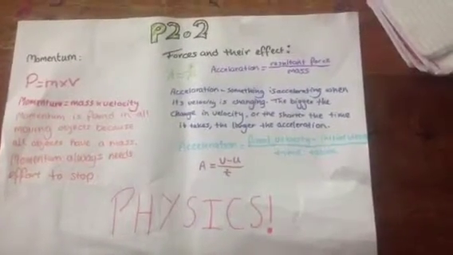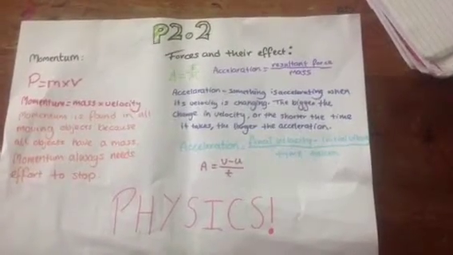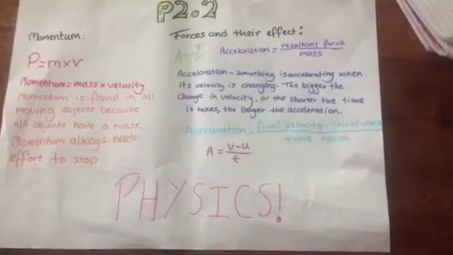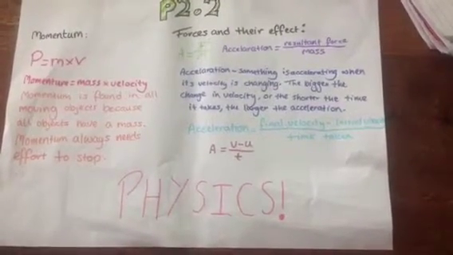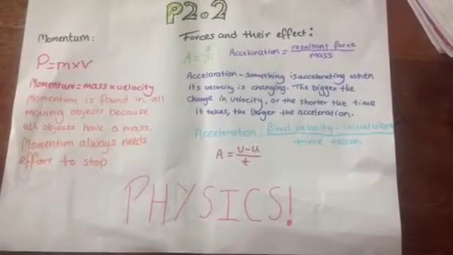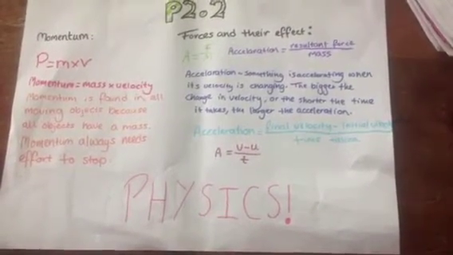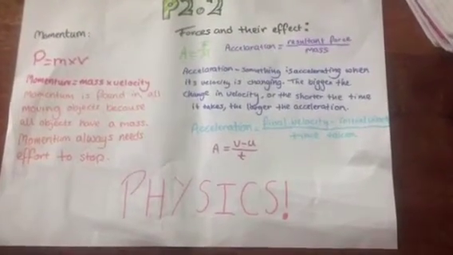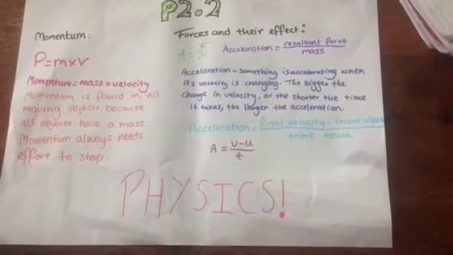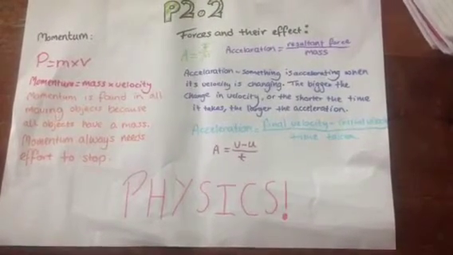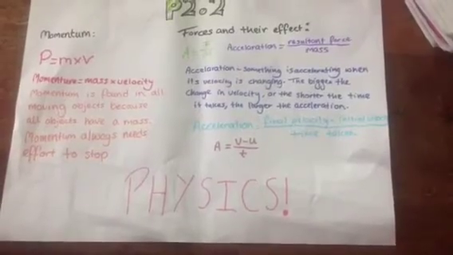Forces and their effect. A equals F divided by m, or acceleration equals resultant force divided by mass. Acceleration. Something is accelerating when its velocity is changing. The bigger the change in the velocity, or the shorter the time it takes, the larger the acceleration. Acceleration equals final velocity minus initial velocity over time taken, or a equals (v minus u) divided by t.